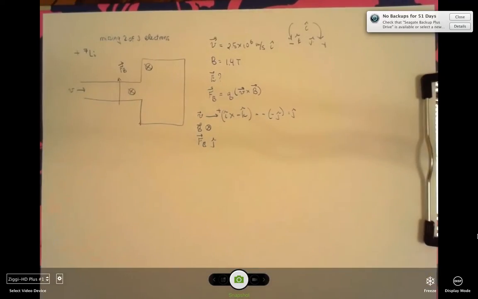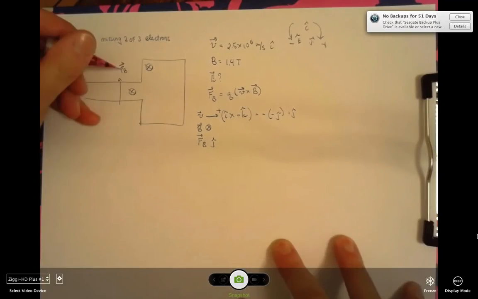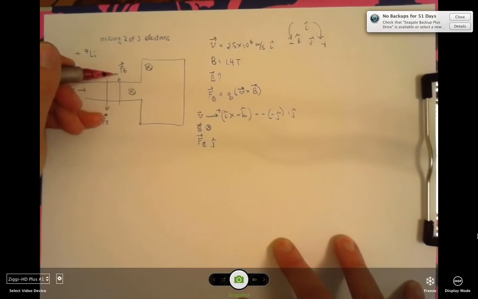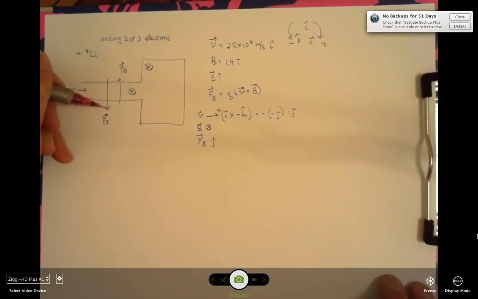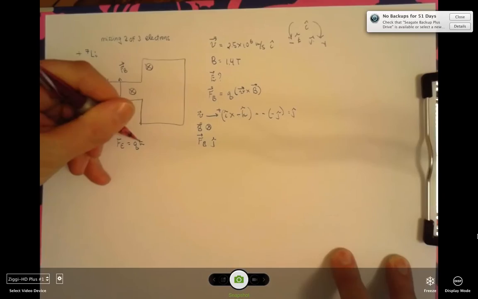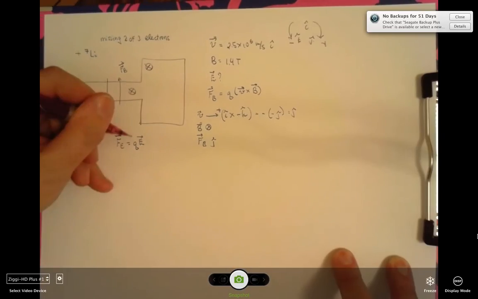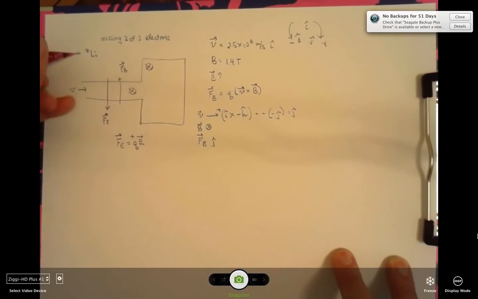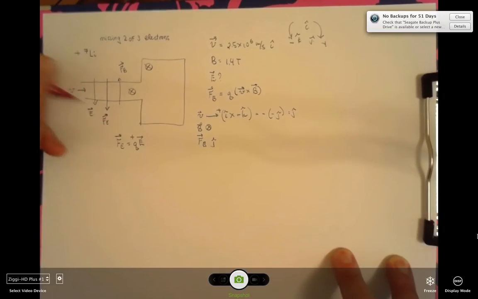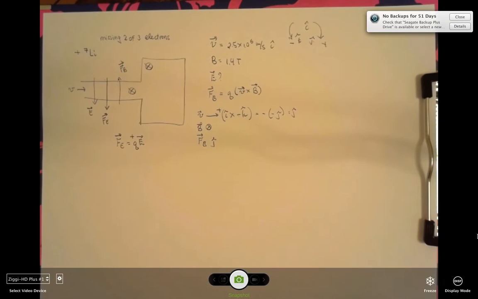The whole point of the velocity selector is that the magnetic force and the electric force point in opposite directions. This is not always the case, only for a velocity selector. If the magnetic force points up, the electric force is going to point down, and the electric force is equal to qE. We have a positive ion, so if the force points down, the field also points down.